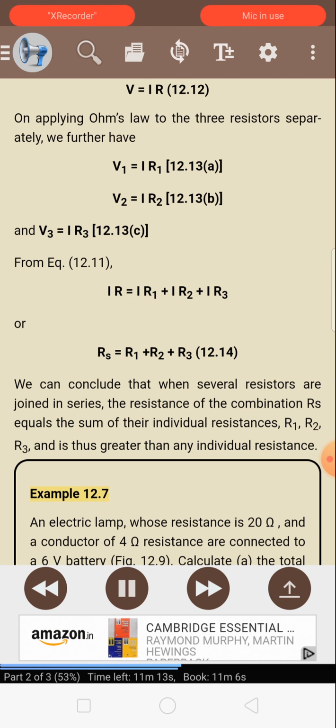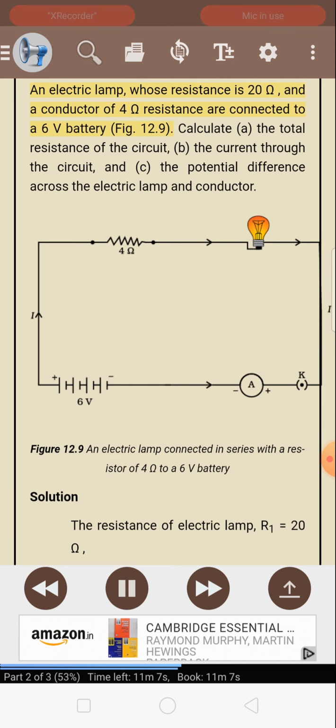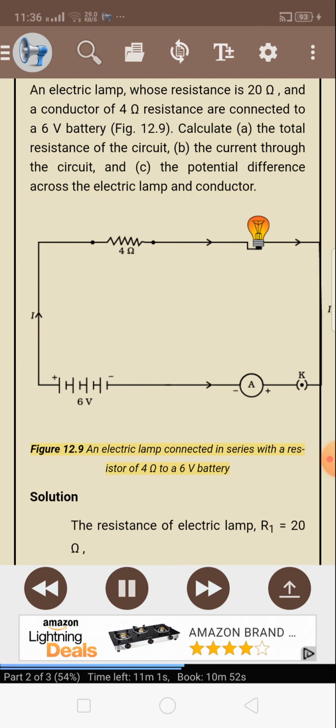Example 12.7. An electric lamp whose resistance is 20 ohms and a conductor of 4 ohms resistance are connected to a 6 volt battery, Figure 12.9. Calculate (a) the total resistance of the circuit, (b) the current through the circuit, and (c) the potential difference across the electric lamp and conductor. Figure 12.9: An electric lamp connected in series with a resistor of 4 ohms to a 6 volt battery.